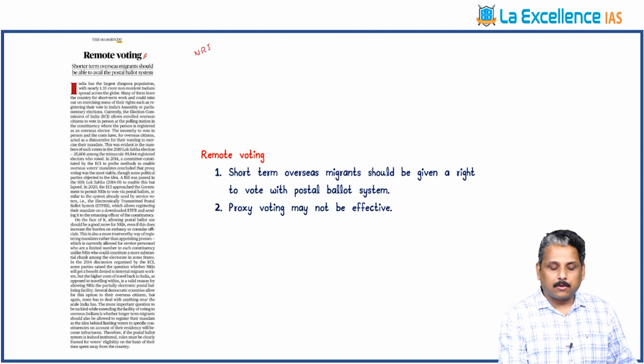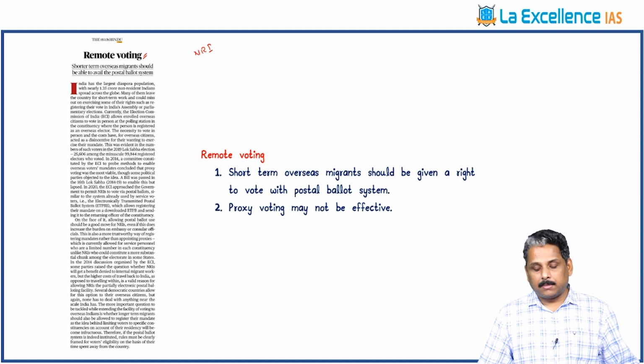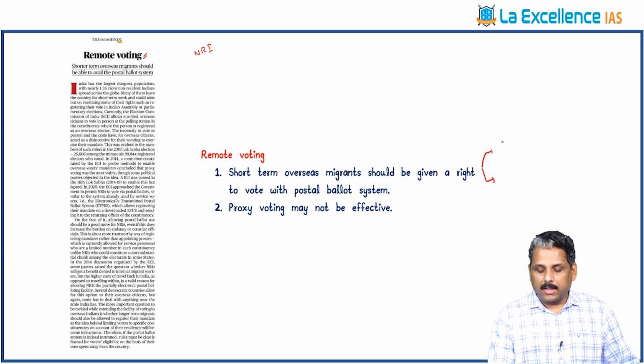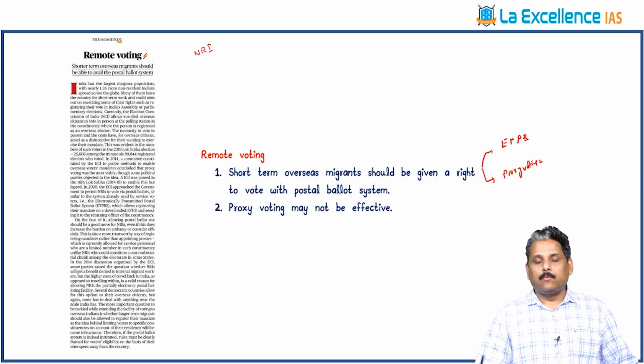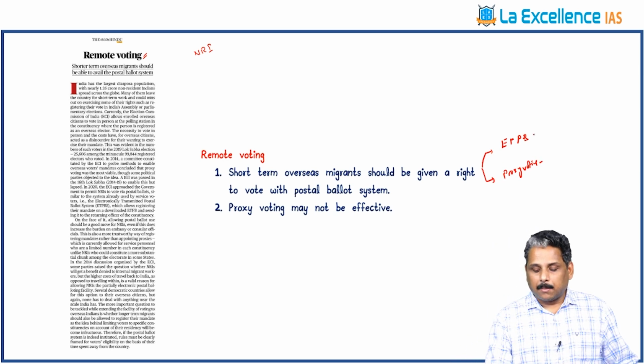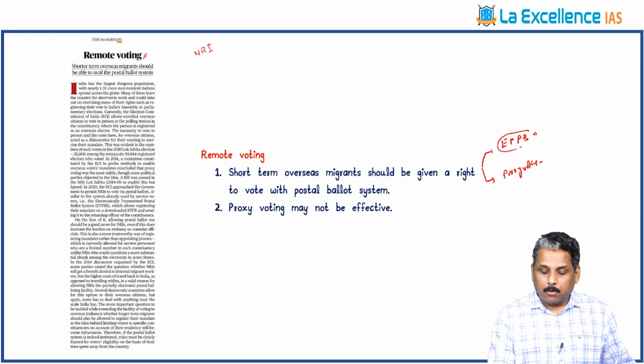Next, remote voting. NRI voting we also call it as. This is in the news recently. The short-term overseas migrants should be given a right to vote. How they shall be given? 2 proposals have come. One is electronically passed postal ballot, and second, proxy voting. So in the proxy voting, one person votes on the behalf of the other person, and here the postal ballots can be used. So the postal ballots will be more effective.